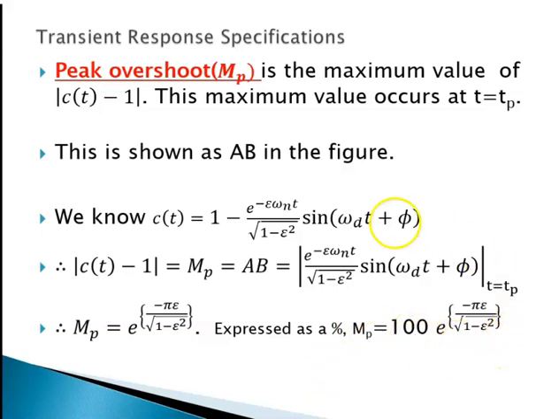Note carefully that the peak overshoot is defined only with xi. It does not depend upon omega n. So in some sense you can say that the relative stability is determined by the damping ratio.